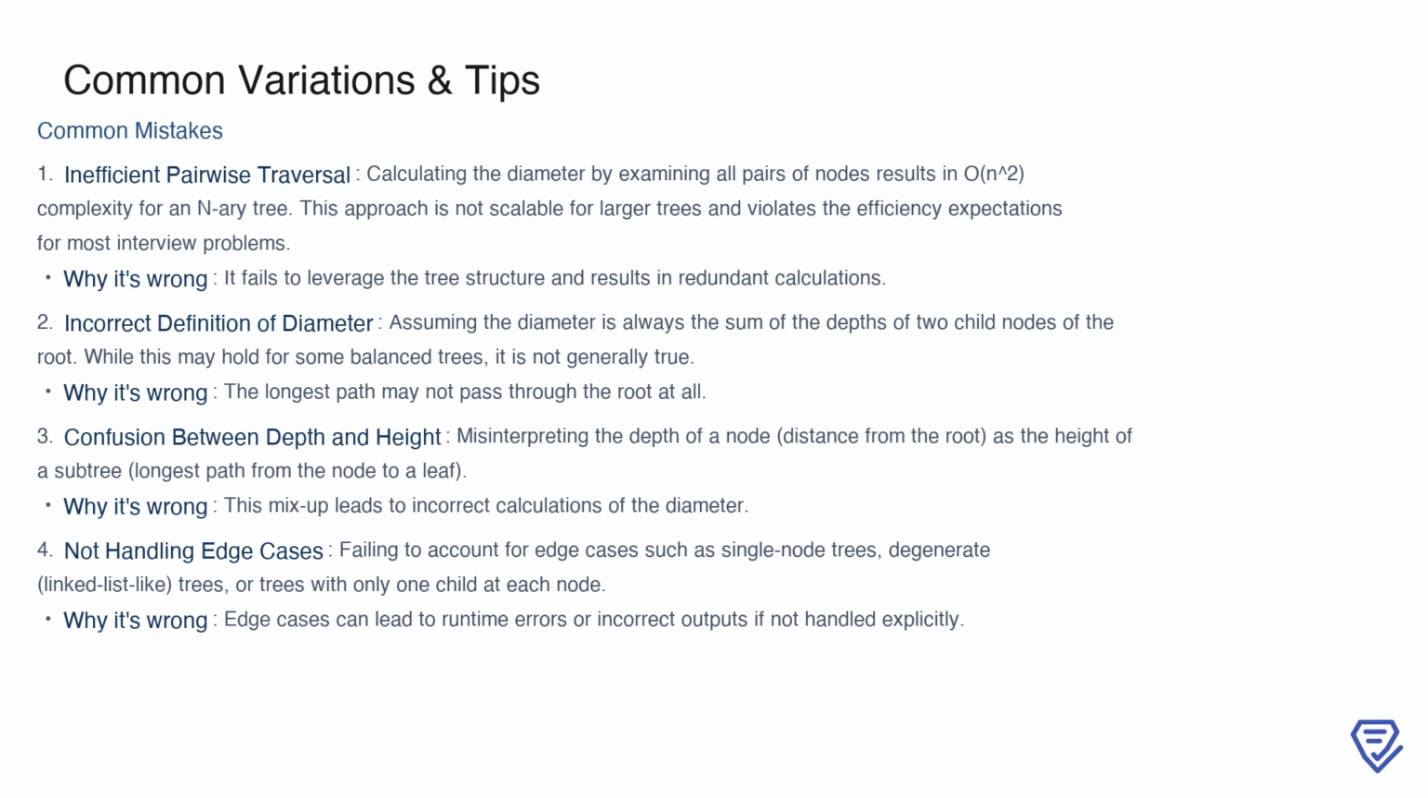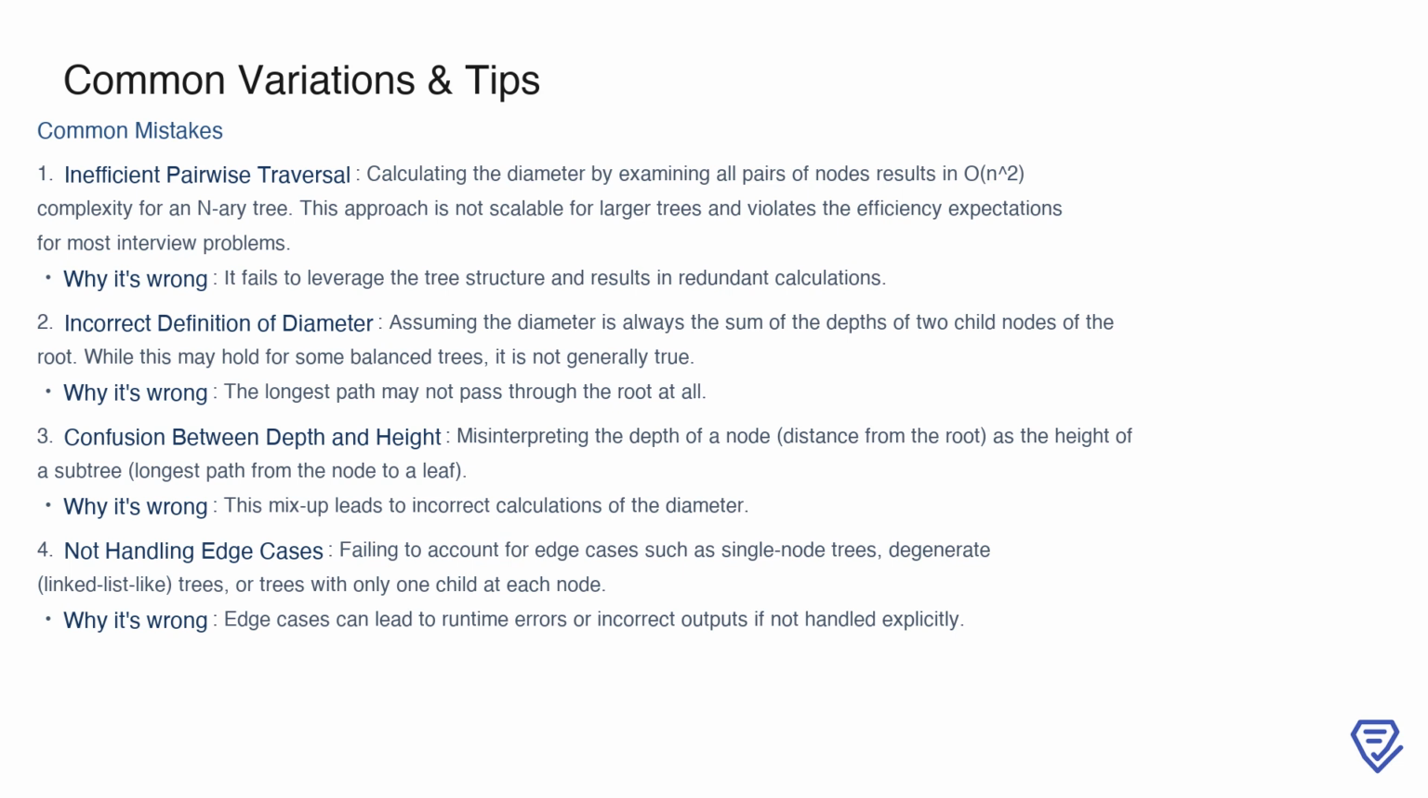First, relying on inefficient pairwise traversal to calculate the diameter can lead to O(n²) complexity, which becomes impractical for large trees. This happens because it ignores the tree structure and performs redundant calculations. Another mistake is incorrectly defining the diameter as the sum of the depths of two child nodes of the root. While this might work for some balanced trees, it's not a general rule since the longest path may not pass through the root. A frequent source of confusion is mixing up depth and height.